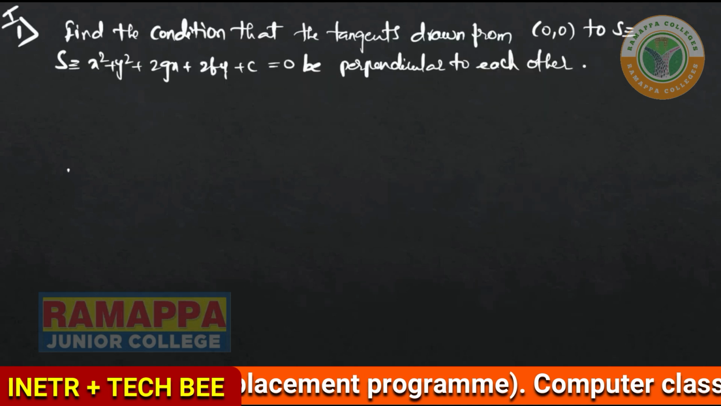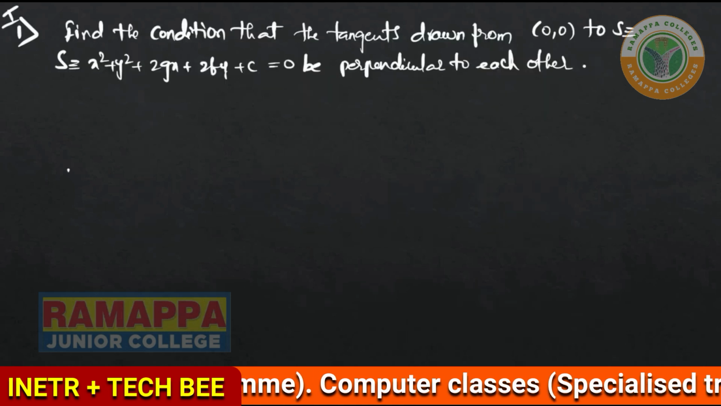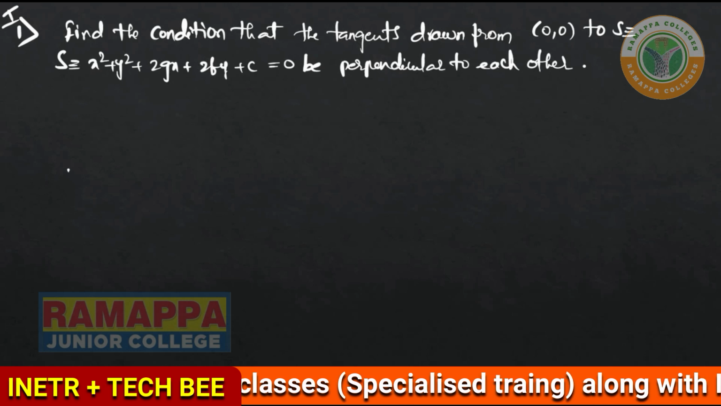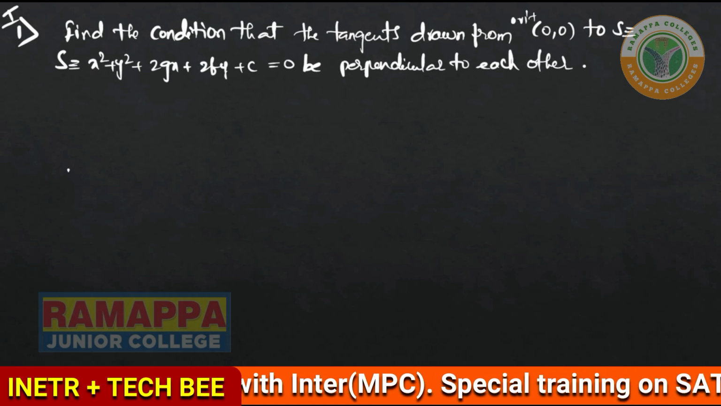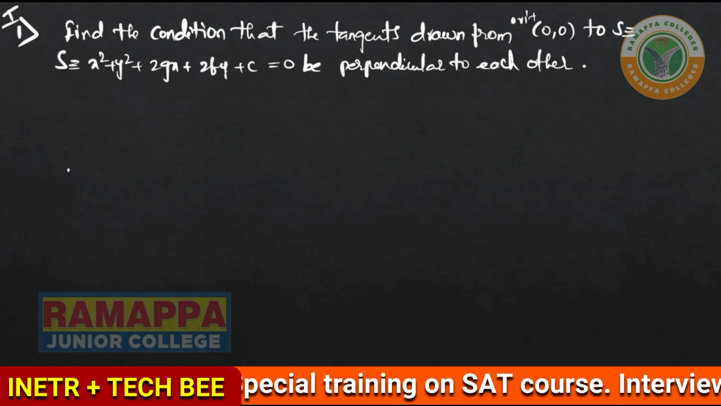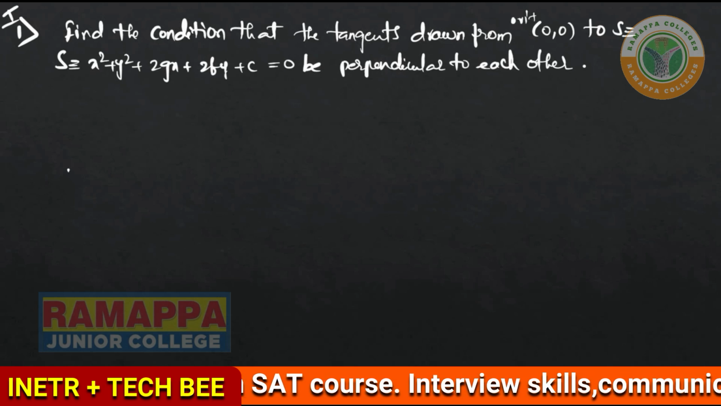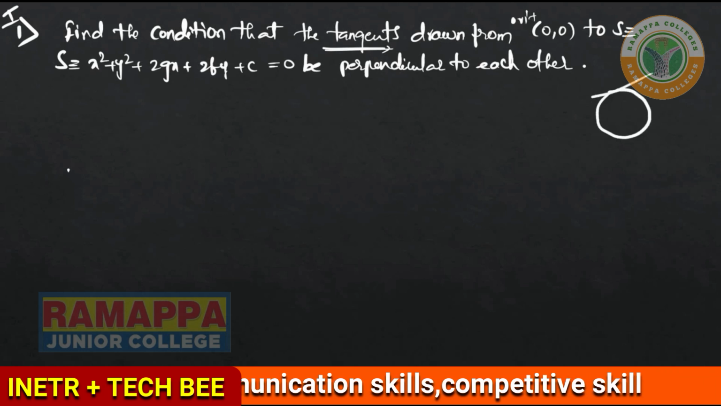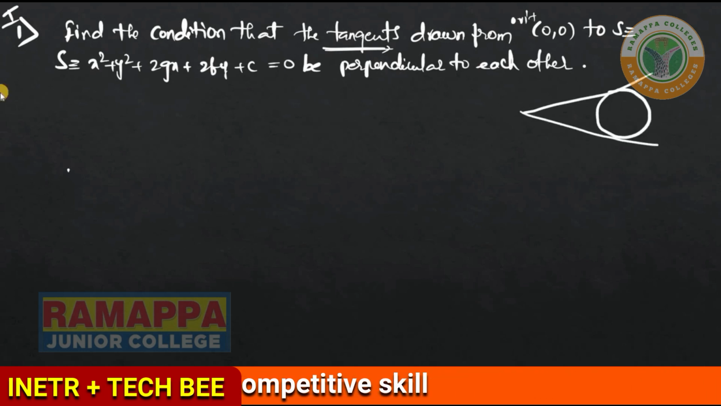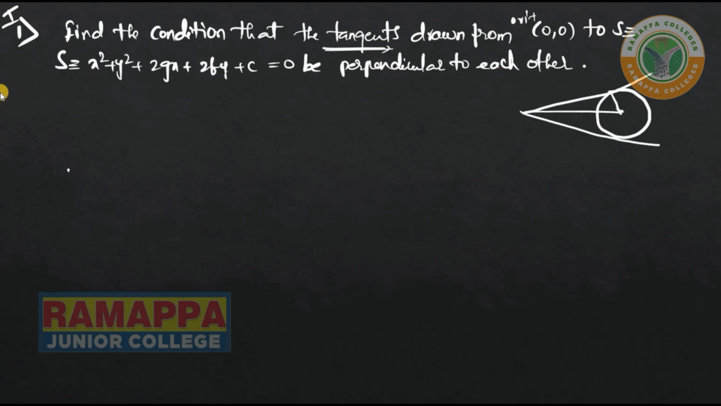Start with the first question. In Section 1, the first question: find the condition that the tangents drawn from (0, 0), the origin, to the circle S = x² + y² + 2gx + 2fy + c = 0 be perpendicular to each other. Here the two tangents to a circle originate from (0, 0) and touch the circle like this. This is our radius, and we think of this as a circle.